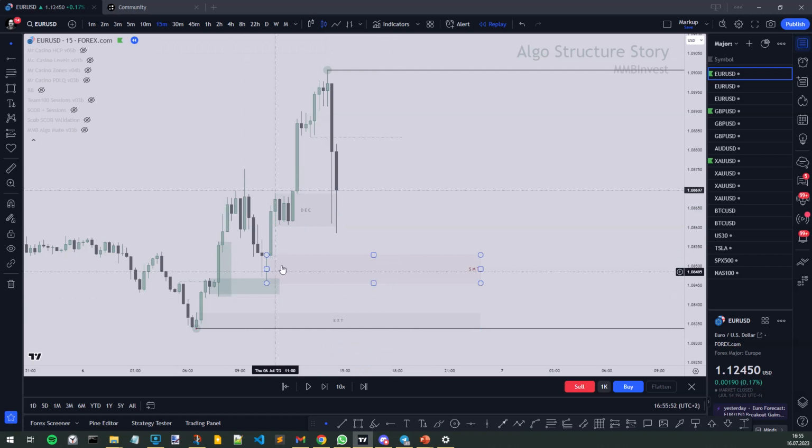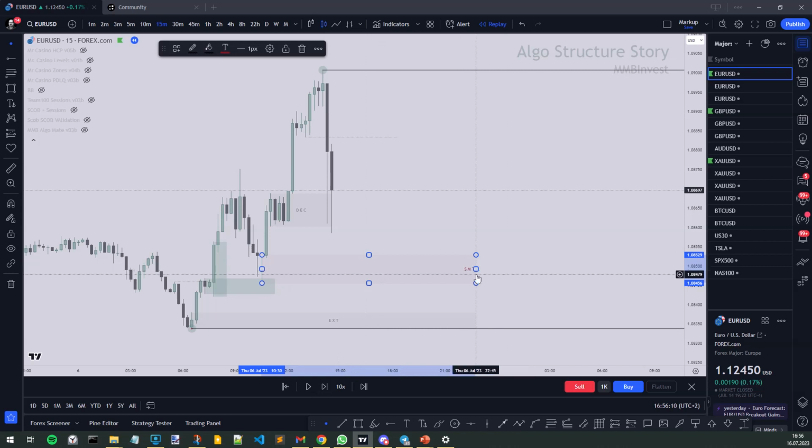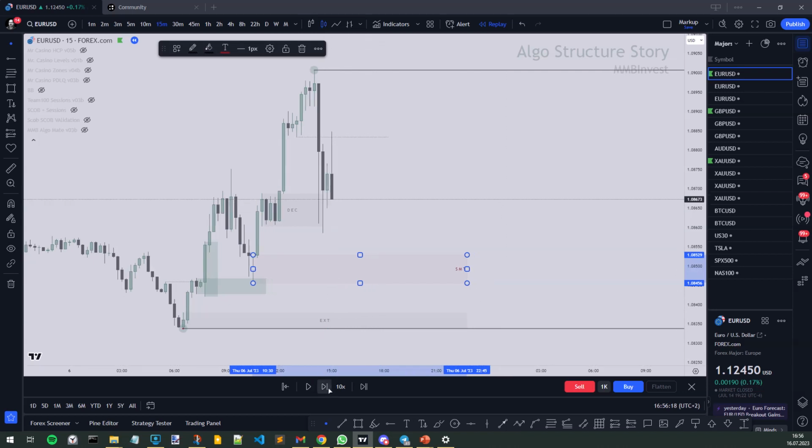There are different levels within the range which are also interesting, which we could have a look at for kind of advanced algo structure, but for today we keep it simple. We just have a look at the story. So we see what price does. Most probably you will see a reaction on the SMT, but we would not even switch to lower time frame because we know that this is a trap. So we'll see what price does.